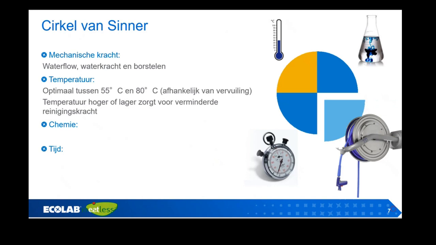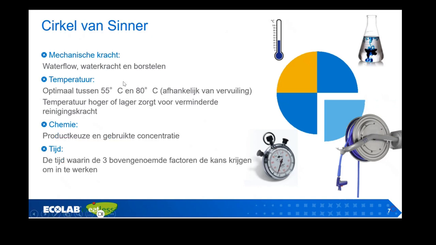So you don't want to work with high temperatures. But if you work with fats in a production location where they make potatoes, where they make fries, so you have a lot of dirt like fats and oil, then you want to go higher in temperature. So it depends on the type of soil. Then you need, of course, the chemistry, so the product, and the time. Those are the factors that you need. And this is called the circle of Sinner. So you always have the 4 factors.